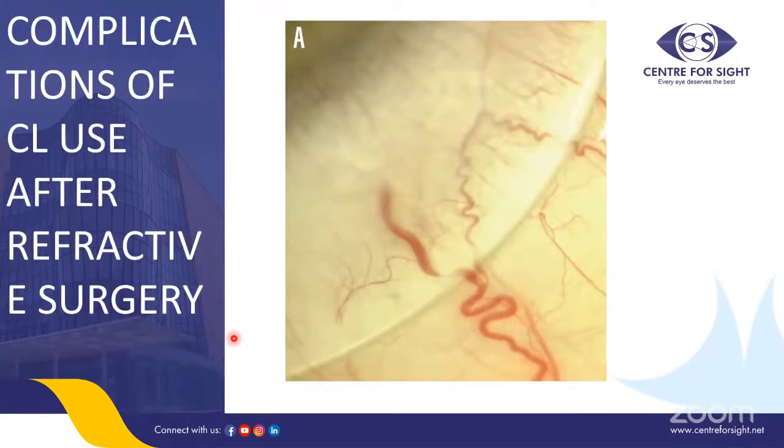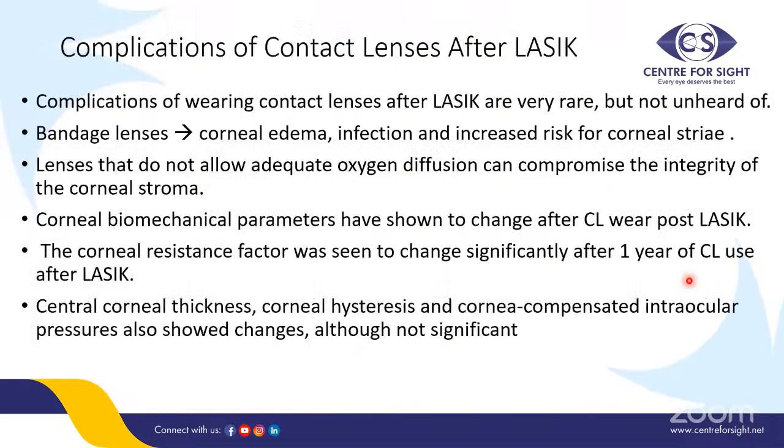Coming to complications of contact lens use after refractive surgery. As shown in this picture, the lenses should not impinge upon the conjunctival vessels and they should not disrupt the blood flow. So there are various complications of contact lenses after refractive surgeries. The complications include wearing bandage contact lenses that can lead to corneal edema, infection, and increased risk for corneal striae also.